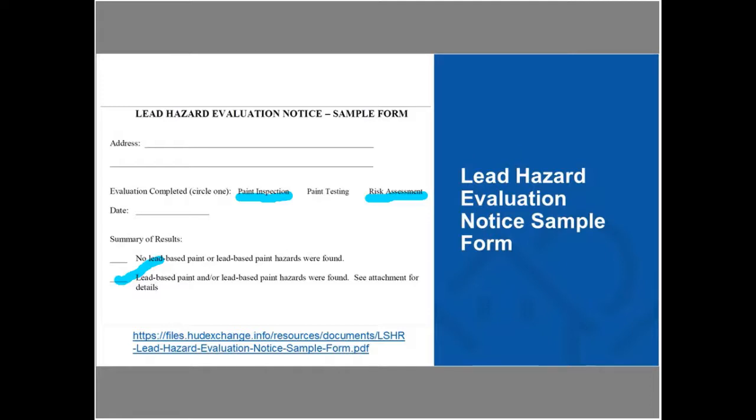We want to make sure that the occupants of those units, and the owner of that unit, are aware of what those results are. We do have a requirement that that happens within 15 days. The trigger for the start of that clock is the point that you have received that risk assessment or paint inspection report. You would then have 15 days to get that information to the owner and the tenant, and you're going to want evidence within that file to document that it occurred.